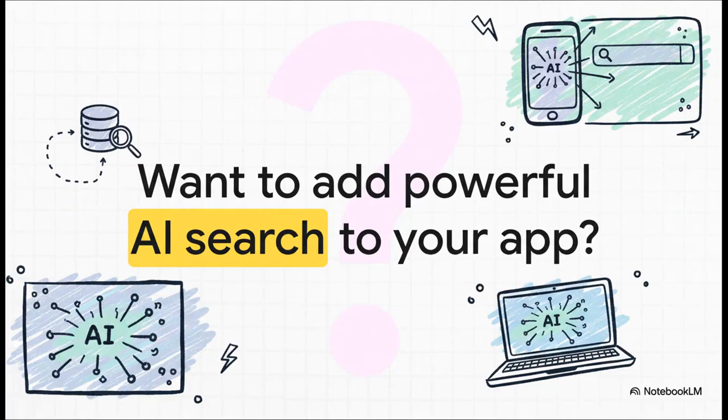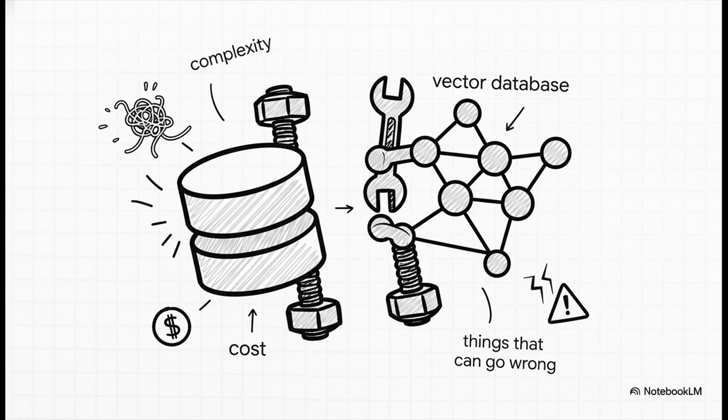So let's say you're building an app, and you want to add those cool modern features like semantic search, where users can search by meaning and concept, not just by typing in the exact right keyword. It's the kind of thing that feels like magic. But here's the catch. Usually, that means you have to go out and bolt on a whole separate vector database. And that brings a ton of complexity, extra costs, and just more stuff that can break.